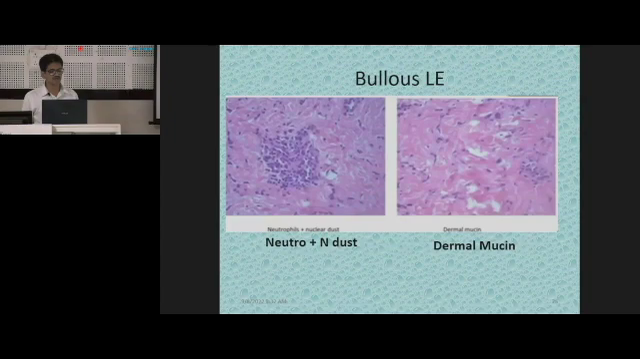This diagram is showing you neutrophils and some amount of nuclear dust here, and dermal mucin. Here pale staining.